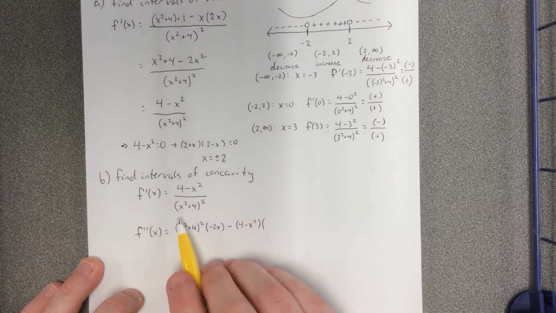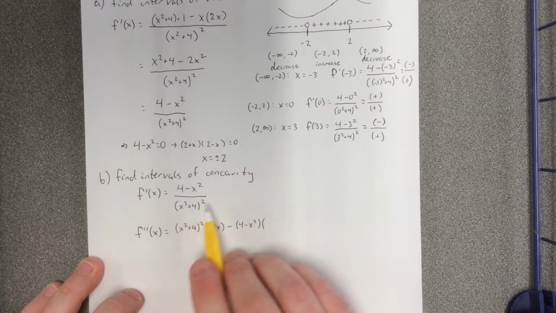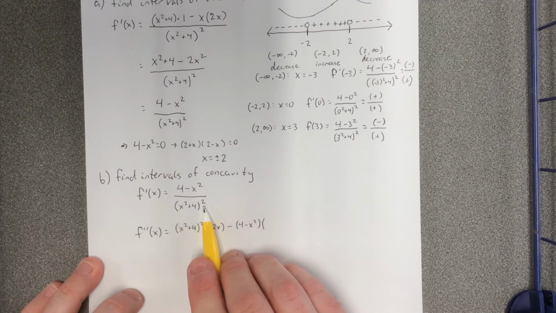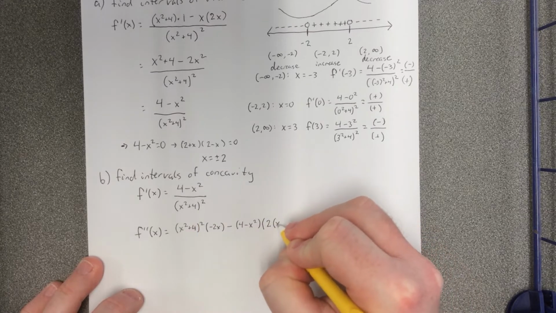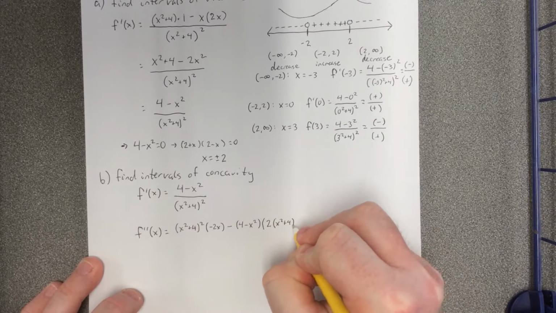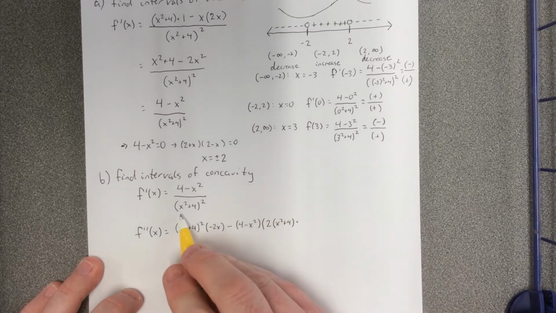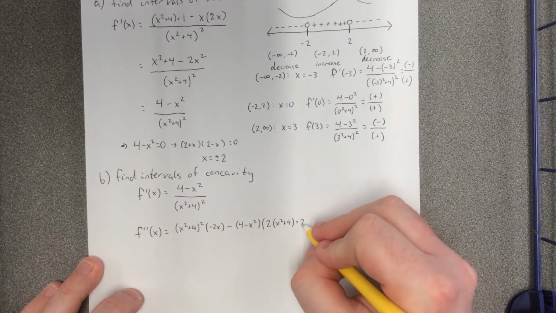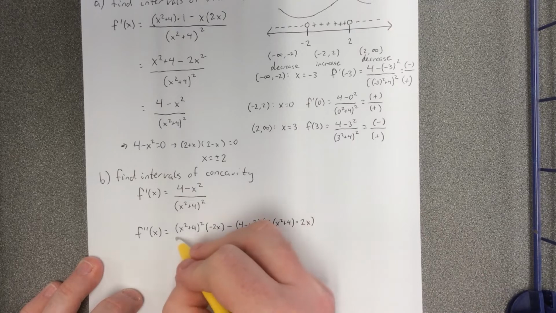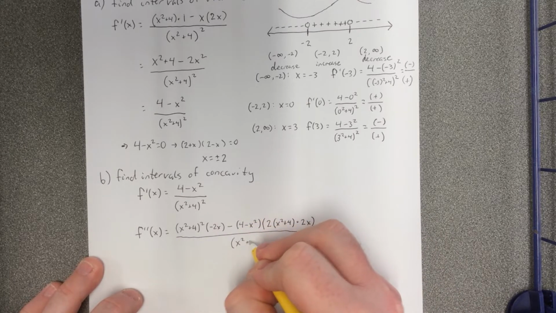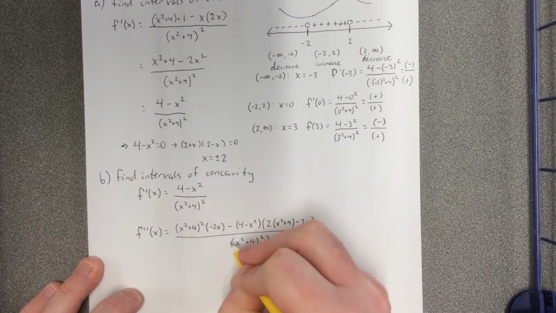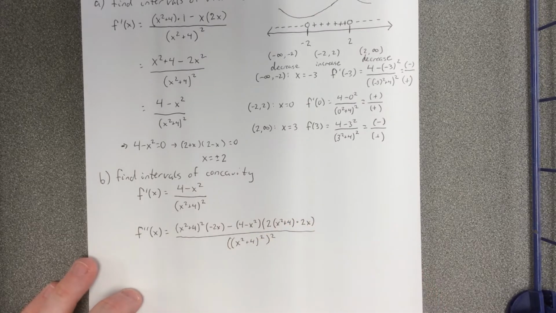Now this one's going to be a little bit more complicated because we have a composition of functions, so we'll need to make use of the chain rule. So we'll start with the derivative of something squared, which will be 2 times that thing to the first power. Then the chain rule says multiply by the derivative of the inside. That'll be times 2x. This is all over what's below squared. Now it was already squared though, so we're going to square it again.